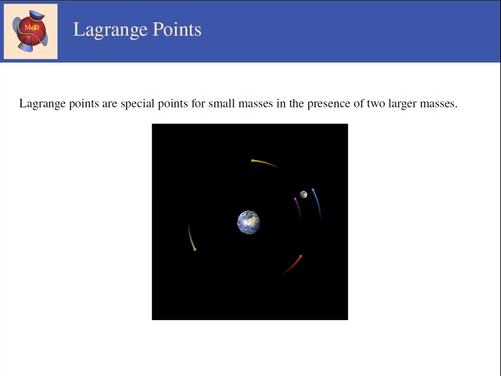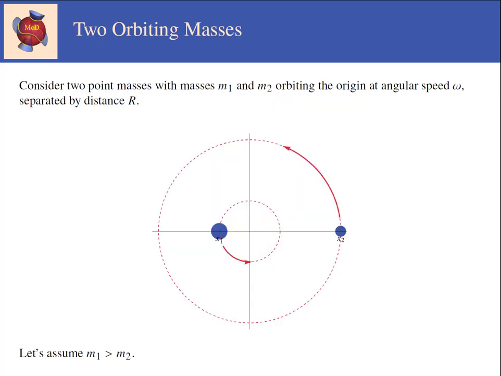This video briefly examines the mathematical details of Lagrange points, which are special points in the presence of two large celestial bodies. In the interest of time, we give a general outline of the results without showing every little detail. So let's begin by assuming we have 2 point masses with circular orbits around the origin.